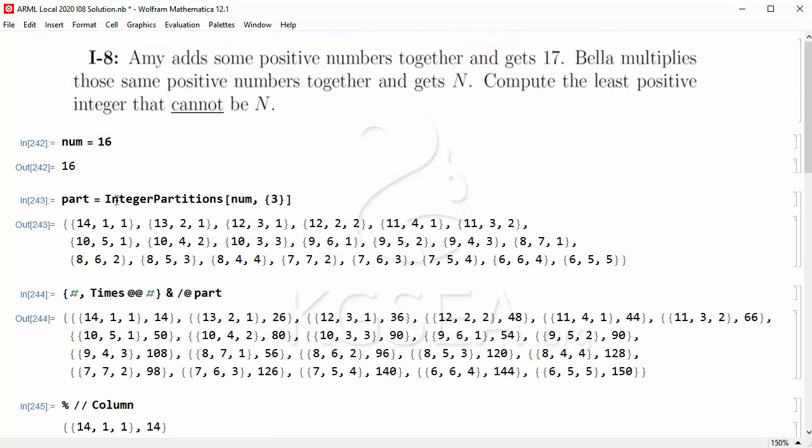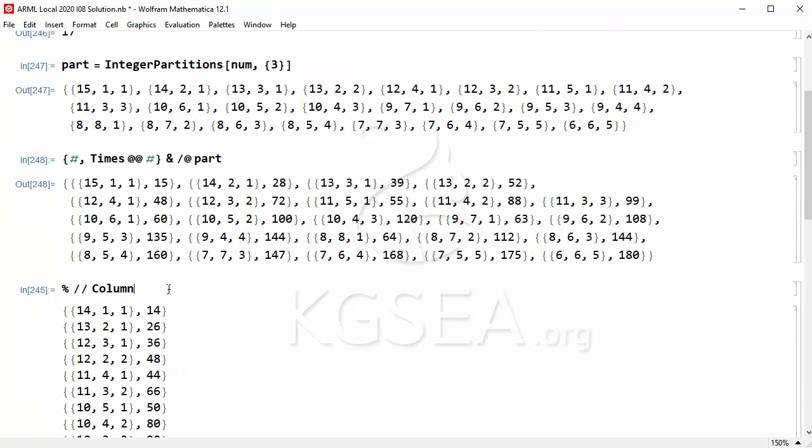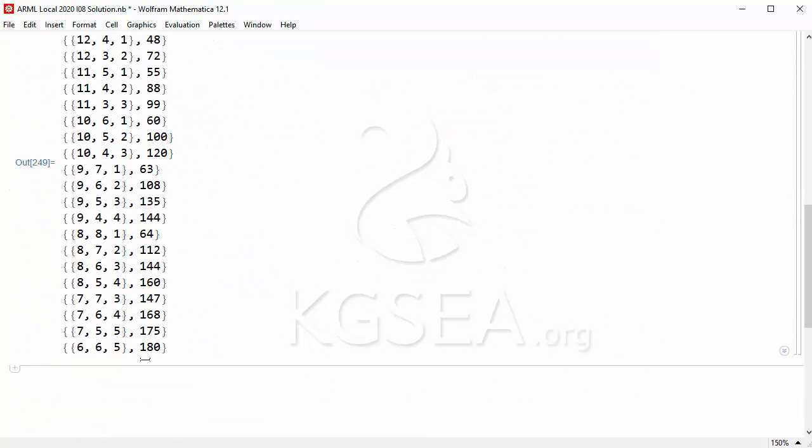Now let's go back up and do the 17, which is what the problem is asking. If we do this here, you saw this before. This is what we get. The largest possible is 180. Well, what if they don't have to be integers? And that's the case in this problem.